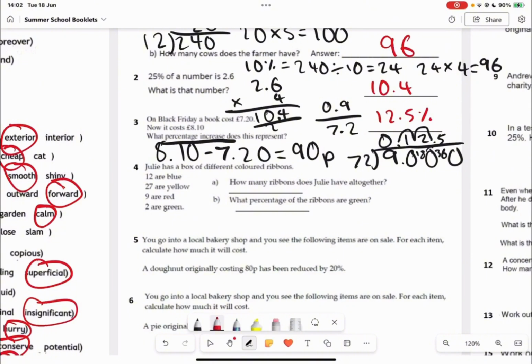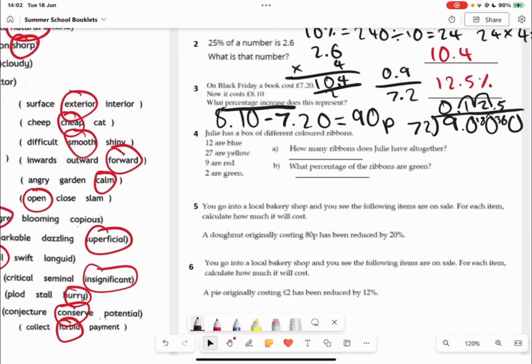Next we do question 4, which is: Julie has a box of different coloured ribbons. 12 are blue, 27 are yellow, 9 are red and 2 are green. So how many does she have altogether? This is a simple addition of 12 plus 27 plus 9 plus 2. If we just add that up, it will give us the answer of 50. So the answer to 4A will be 50.